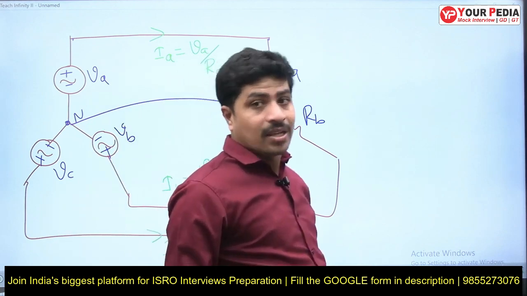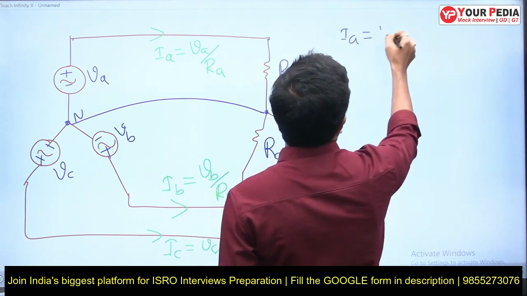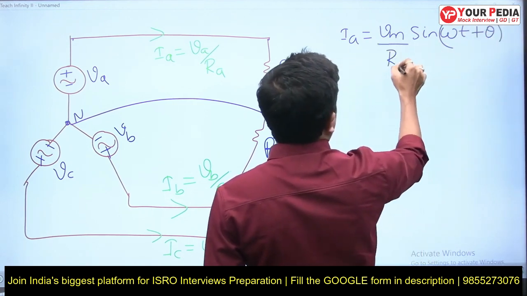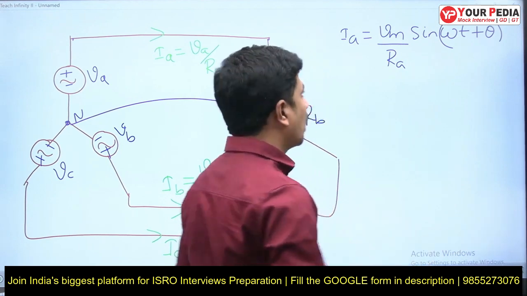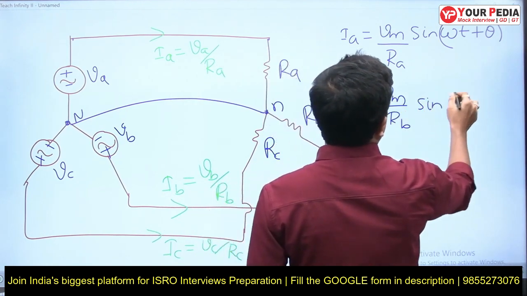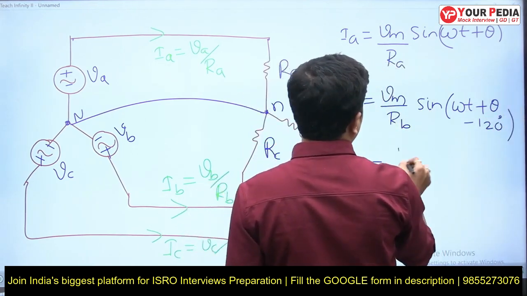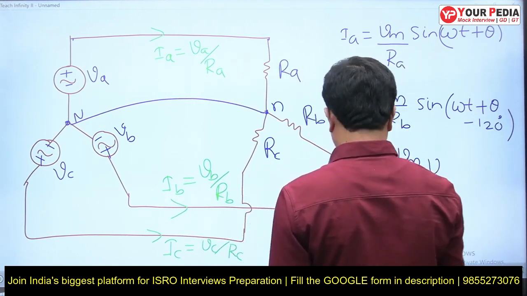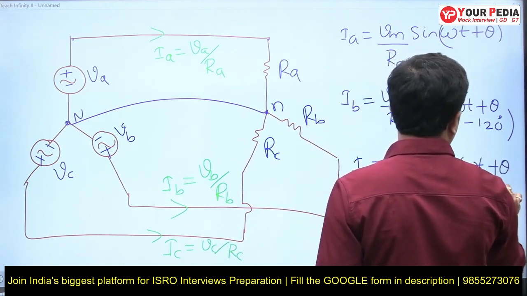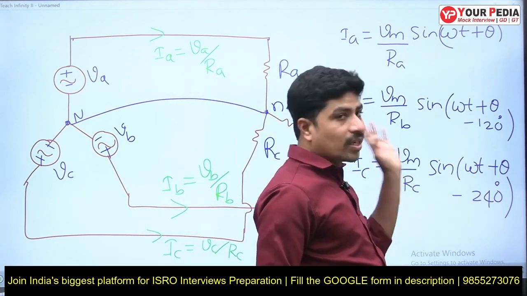Now let's write those formulae here. IA is equal to VA by RA, which is Vm sin(omega t plus theta) by RA, or plus 30. Instead of 30 I am taking some theta. Then what is IB? That is Vm by RB into sin(omega t plus theta minus 120). IC is equal to Vm by RC sin(omega t plus theta minus 240) degrees. Angles match, no issues. So the difference between these, you can take it as 120 degrees only.